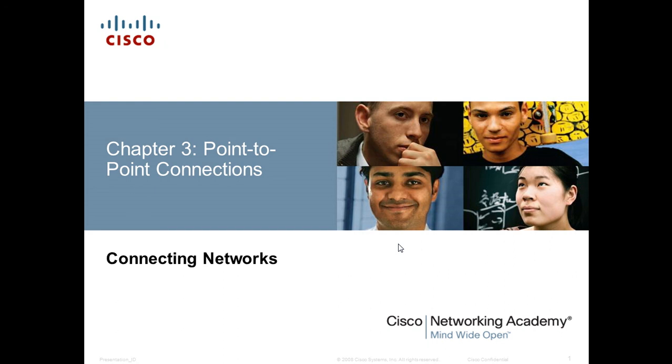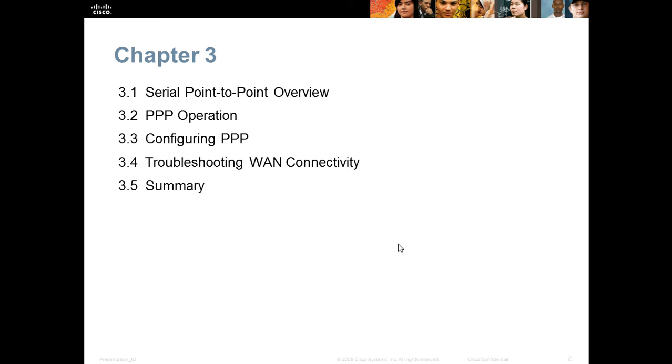CCNA 4 Connecting Networks, Chapter 3: Point-to-Point Connections. In this chapter, we are going to discuss serial and point-to-point connections, how PPP operates, how to configure the Point-to-Point Protocol, and troubleshooting WAN connectivity.